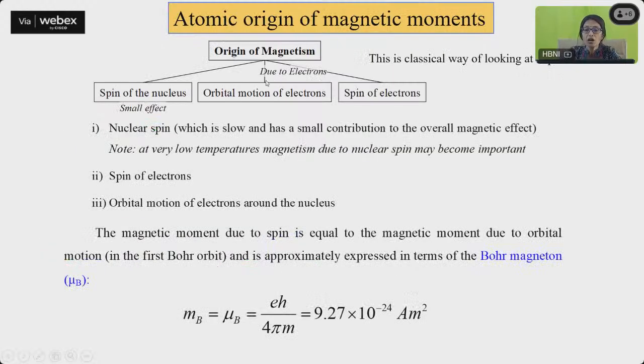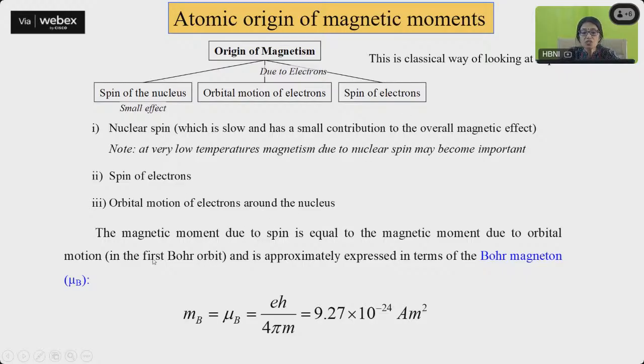Now, the origin of magnetism. When we talk about the atomic origin of magnetic moments, some is due to the spin of the nucleus and the other is due to the spinning of the electrons. The spin of the nucleus is very small, its contribution is very little, whereas due to the electrons you have orbital motion of the electrons and spin of the electrons, which I have already explained.